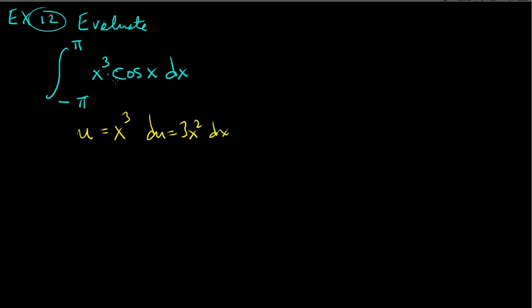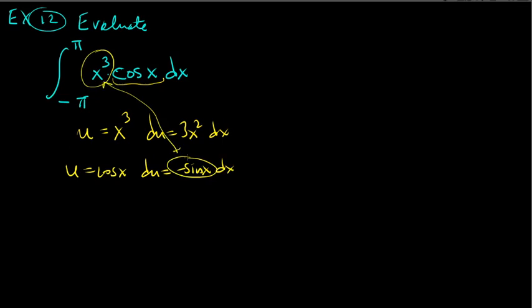So what's your other option? u would be cosine of x, but then du would be negative sine of x dx. And that negative sine of x doesn't look anything like the other factor. x cubed is not negative sine x, so that doesn't work either. And so this is hopeless. It turns out that this integral cannot be done by substitution. It was a good try, but it just did not work in this case.